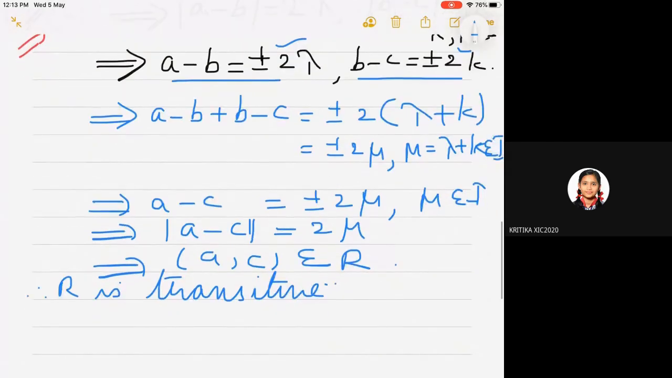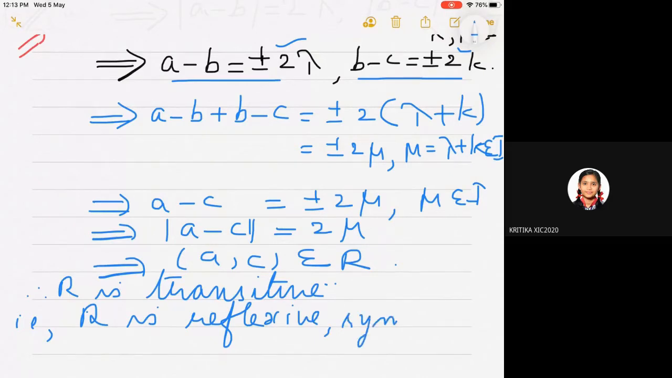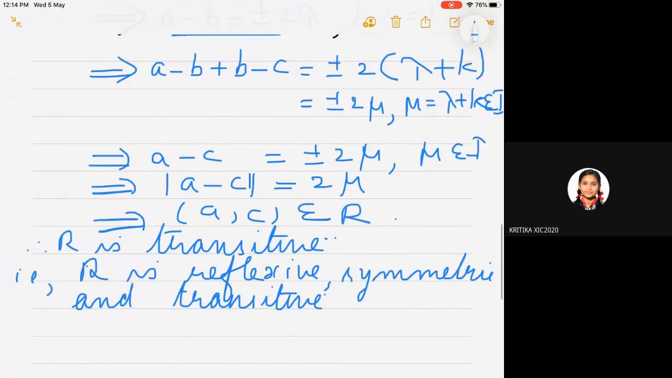Hence, R is reflexive, symmetric, and transitive. Therefore, R is an equivalence relation.